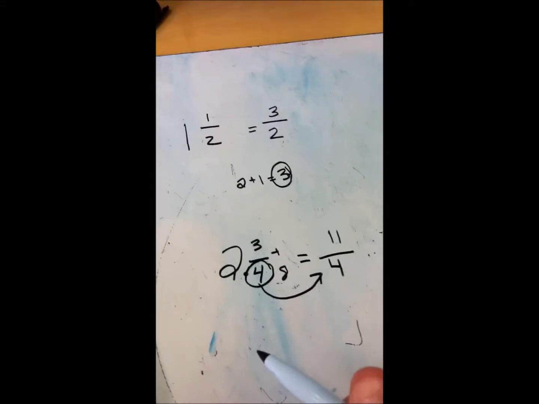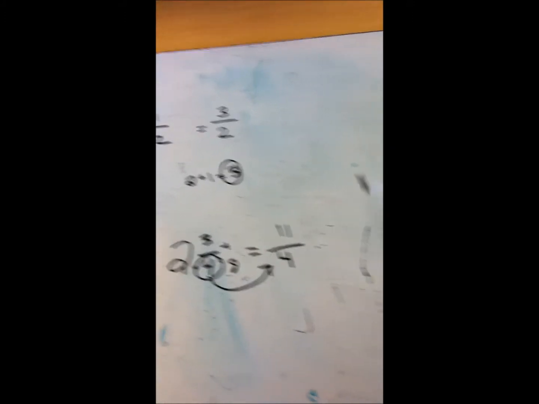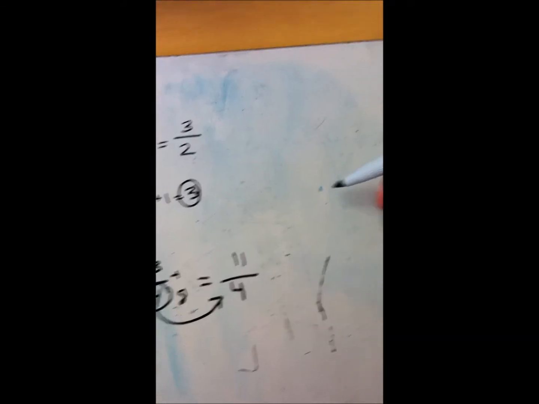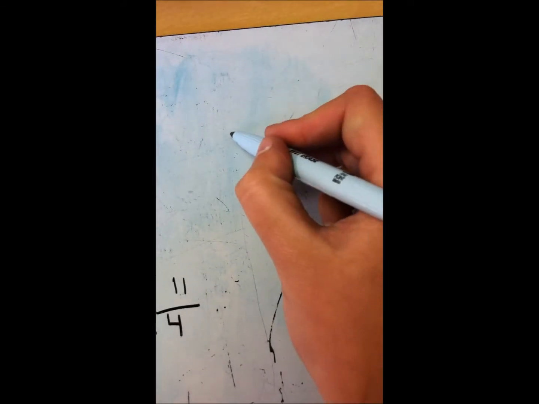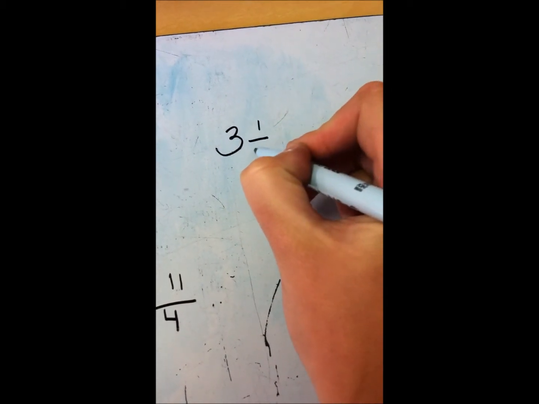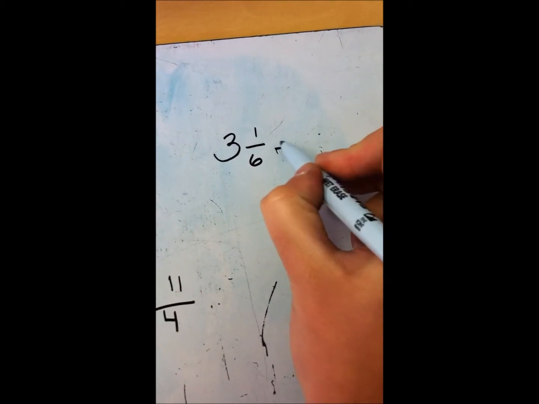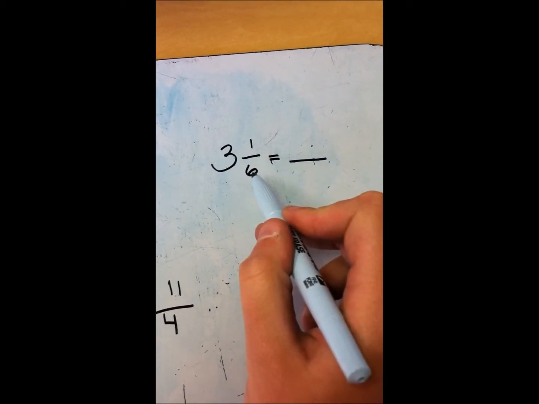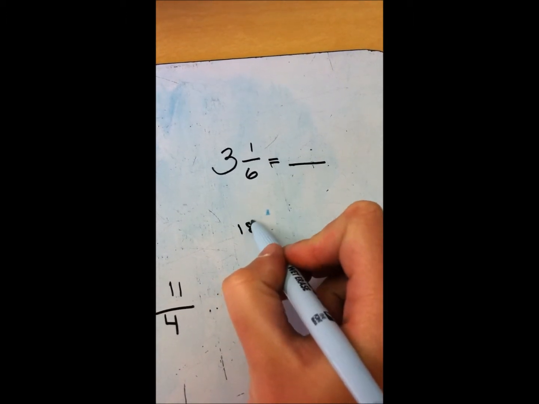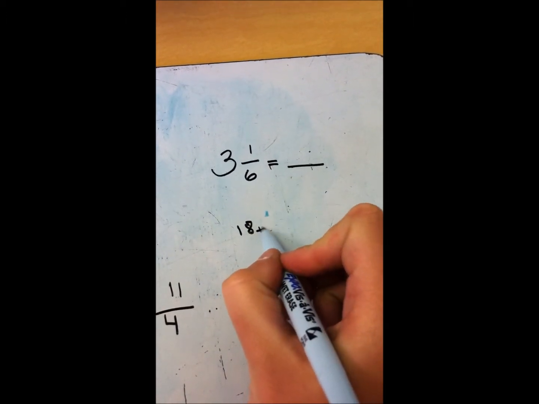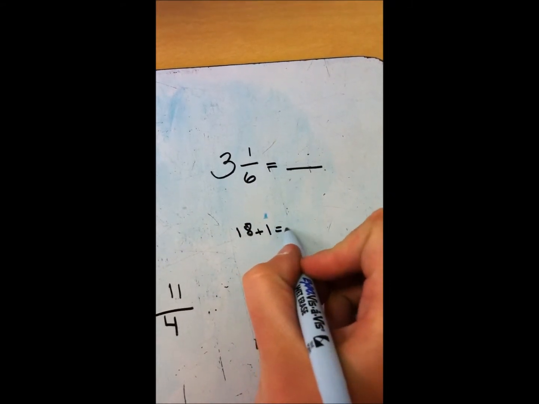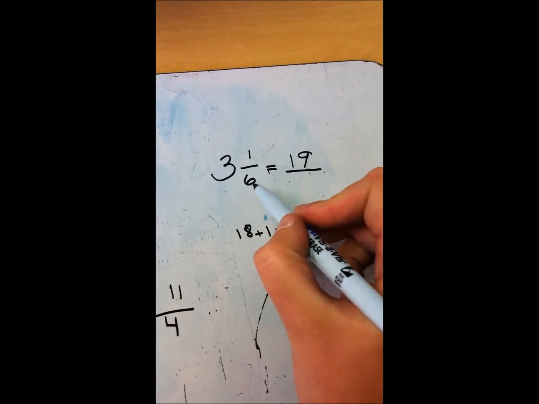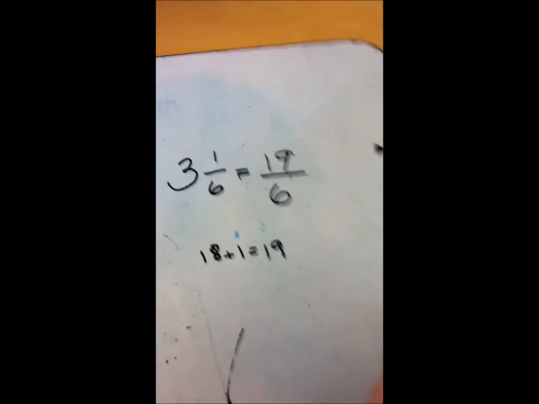That's the first really important thing that you need to know in order to divide fractions. If you can't get a mixed number into a fraction form, the dividing of it is going to be really difficult. So just one more example. 3 and 1/6. What is that equal to? 3 times 6 is 18 plus 1 is 19. 19 is my numerator. My denominator stays the same.